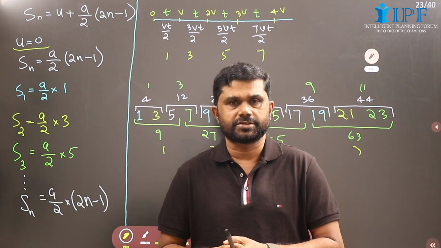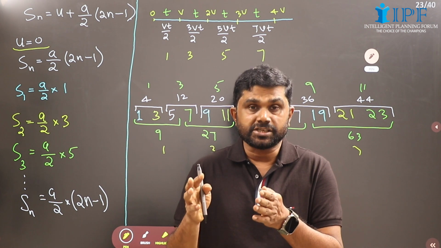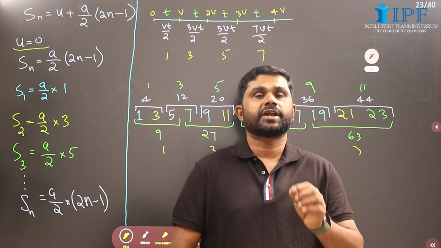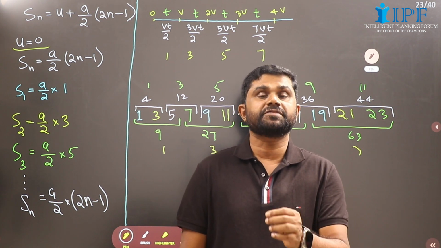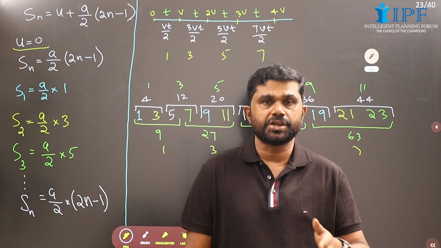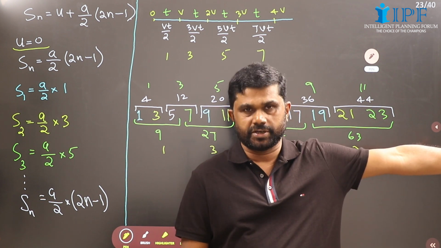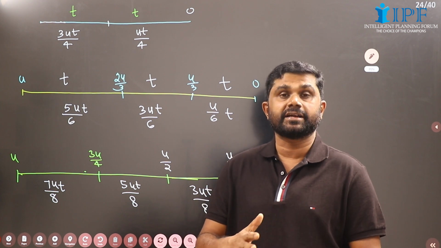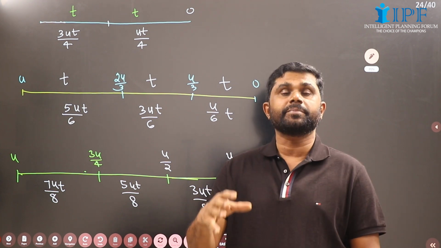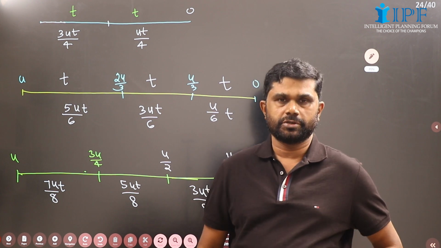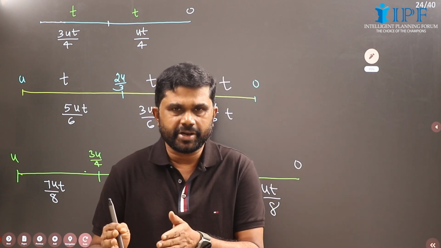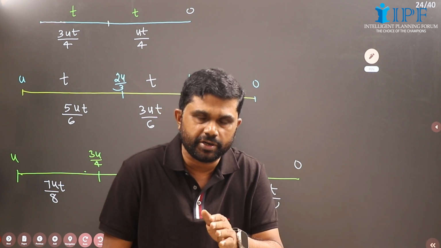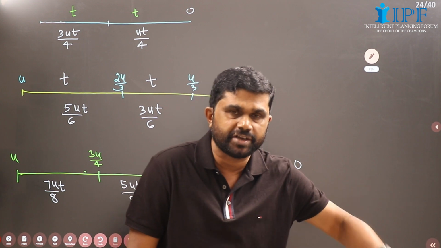See, this is valid when a body starts from rest and moves with a constant acceleration. Then the ratio of displacements in successive equal intervals of time will be 1 is to 3 is to 5 is to etc. up to 2n minus 1. Now see the beauty of this technique is that the same thing can be used in the reverse order also. When a body starts from rest and moves with constant acceleration, the ratio of displacements in successive equal intervals of time will be 1 is to 3 is to 5 is to 7.